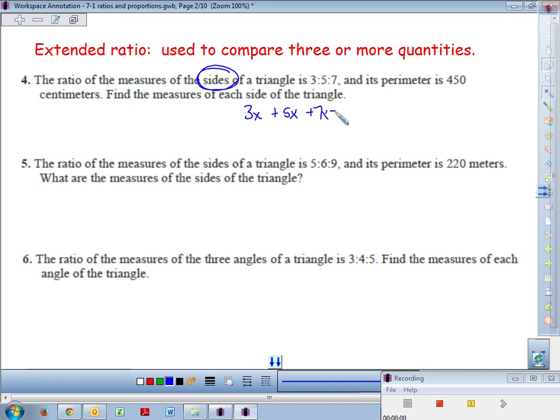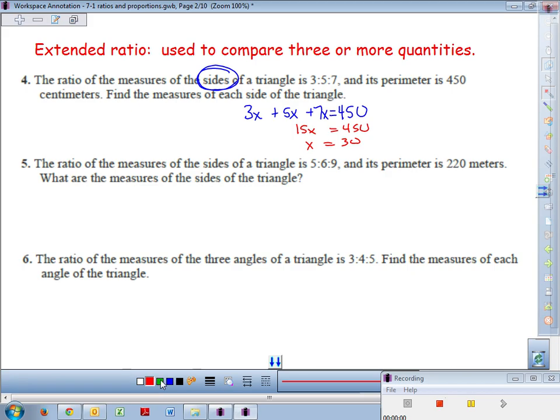And that should all add up to be the perimeter of that particular shape. And then we'll combine like terms. 3x and 7x is 10x plus 5 more is 15x. Equals 450. Don't combine like terms right away. Give me that blue equation there so I can see that you used the ratio properly. Now we'll just solve for x, and if you divide both sides by 15, x equals 30.